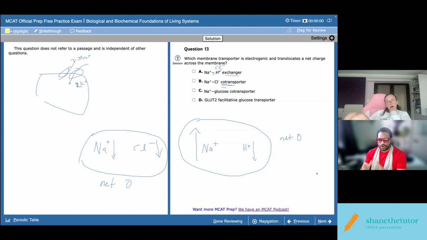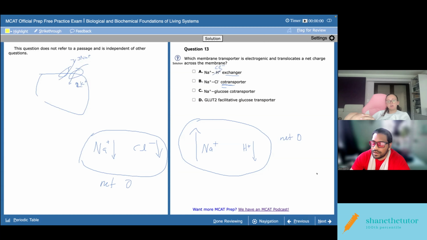And I guess transporter, just the word itself, is not going to involve more than one thing. So D, GLUT2, facilitates the fact that it's only one thing coming in or out, regardless of the charge of glucose. It would translocate a net charge because it's outside of the cell membrane and coming in, or from in to out. So it would change the overall charge somewhere.